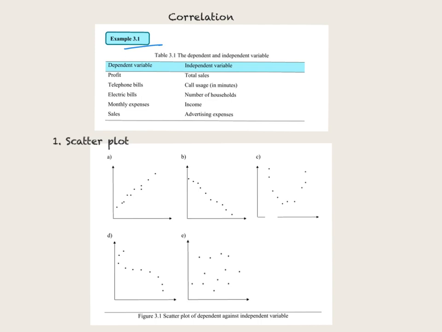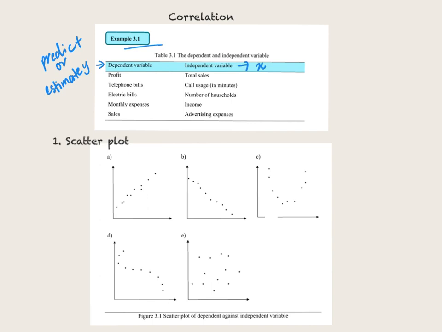dependent. In this chapter, dependent is y, independent variable is x. So the dependent variable is what we are interested to predict or estimate. So we are interested to predict or estimate variable y. And then variable y is being influenced by the independent variable.